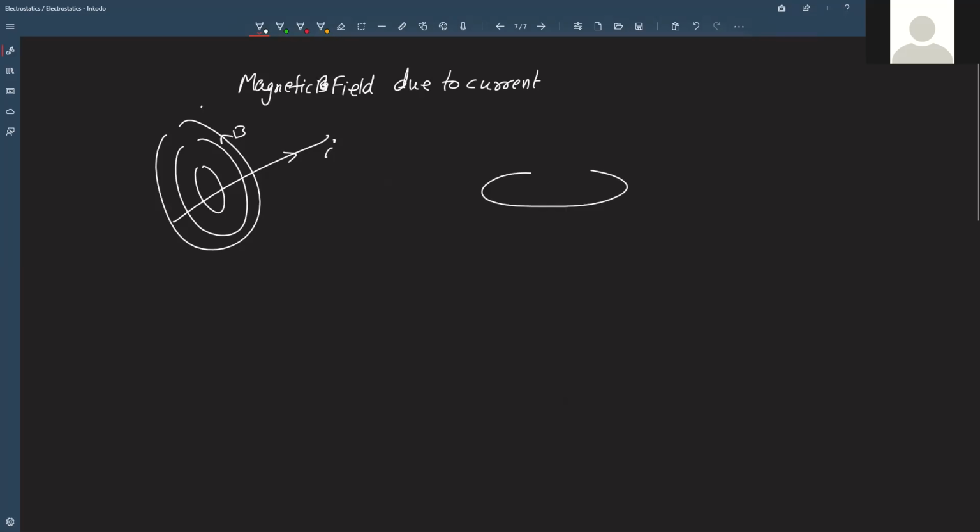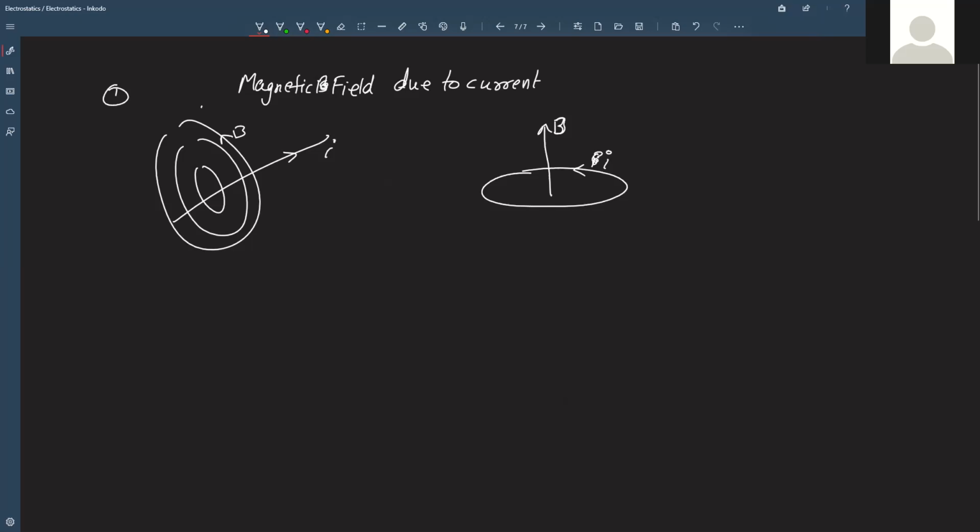And if the current carrying conductor is circular, then the magnetic field will be straight. So this we have seen, and we have also seen the rule, that is the right hand thumb rule, which we apply to get this. Now, this gives us an idea that a current carrying conductor behaves as a magnet.